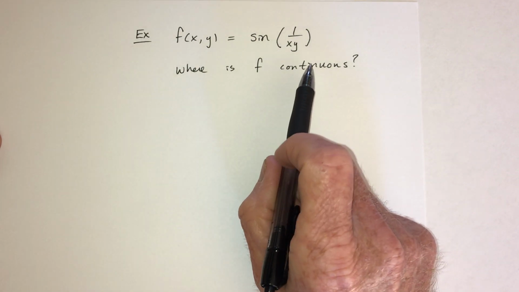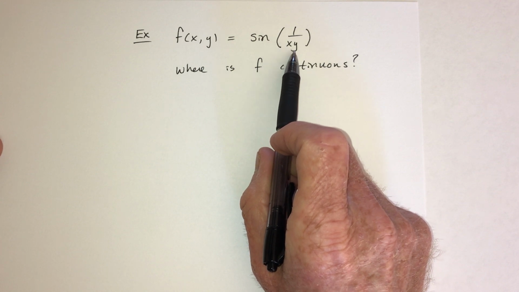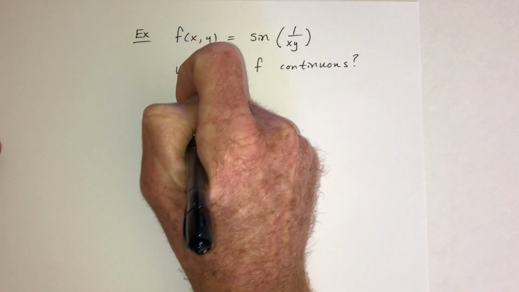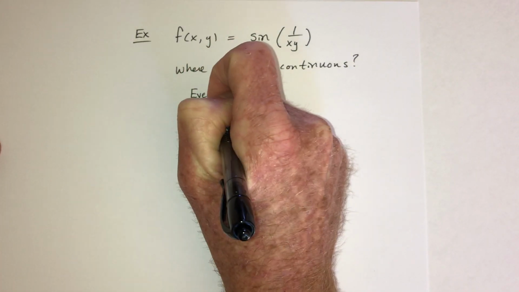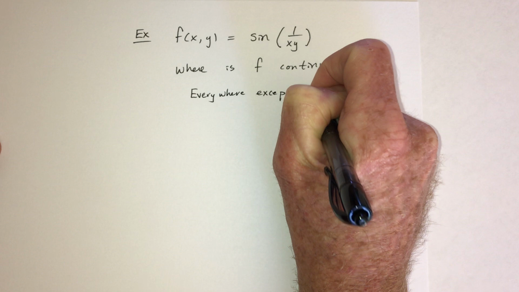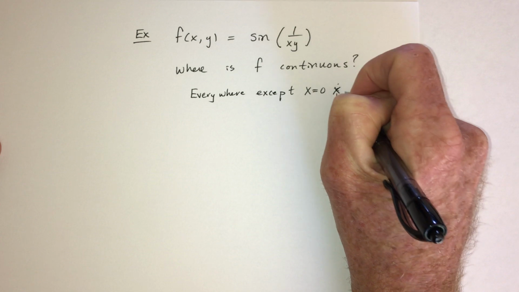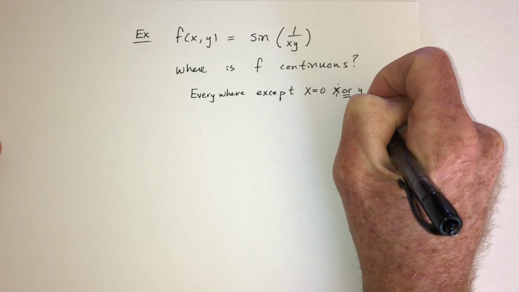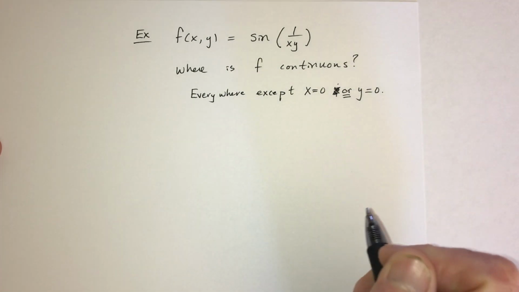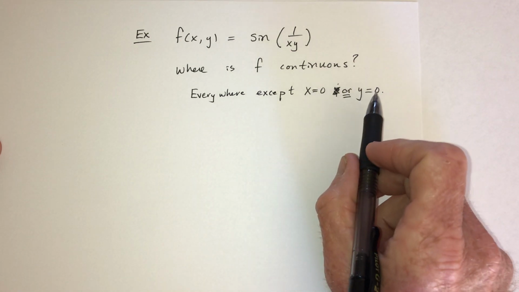So where is it continuous? Well, if x equals 0, it's not going to be continuous. If y equals 0, it's not going to be continuous. Any other number would work. So everywhere except x equals 0. Actually, this should be the word or. y equals 0, because if I put an and, that could imply that they both have to equal 0 at the same time. Or could mean this one equals 0 or that one equals 0.